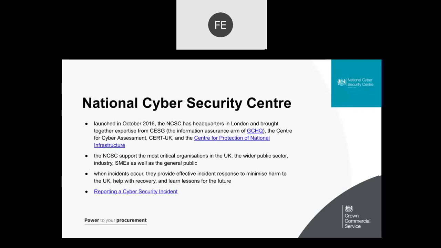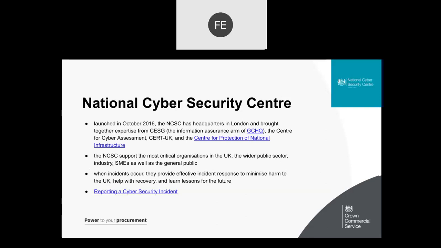This brings me to the National Cybersecurity Centre. So at CCS, we pride ourselves in our collaboration with NCSC to assure that we are able to provide the best standard level of cyber security services within the National Cybersecurity Centre accreditation. Launched in October 2016, the NCSC has headquarters in London and brought together expertise from CESG, which is the information assurance arm of GCHQ, the Centre for Cyber Assessment, CERT UK, and the Centre for Protection of National Infrastructure.